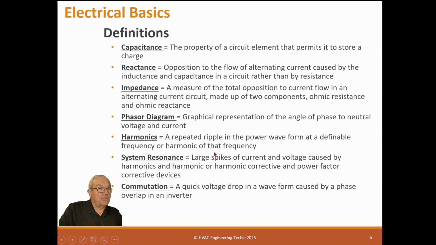Commutation is a quick voltage drop in a waveform caused by a phase overlap in an inverter. Again, electronic stuff causing problems. Either this or this you really don't want in our distribution systems. Now in electronic circuits, they design them to take advantage of what these do, but in our systems, we'd rather not have them.